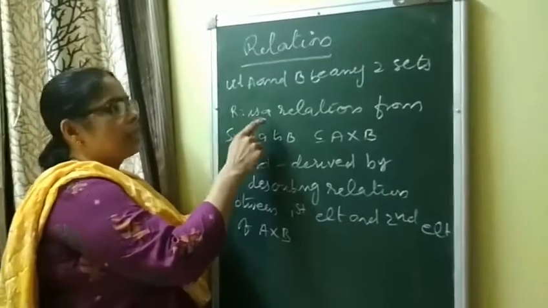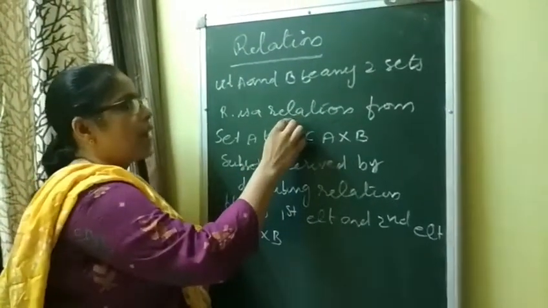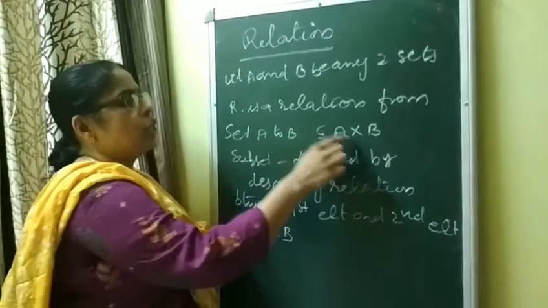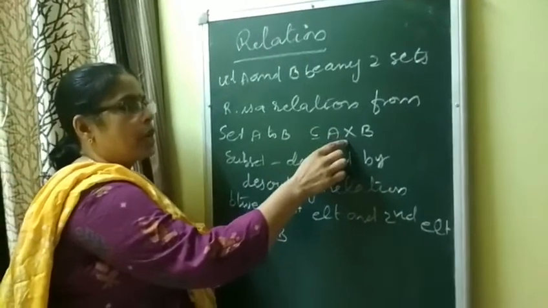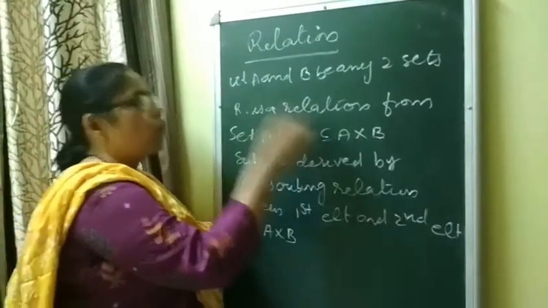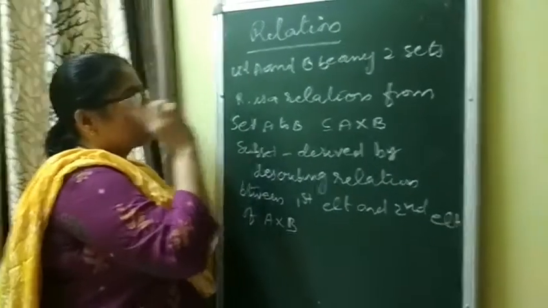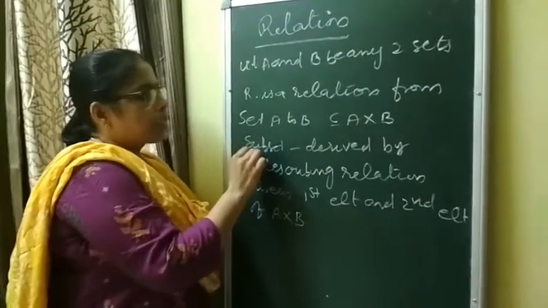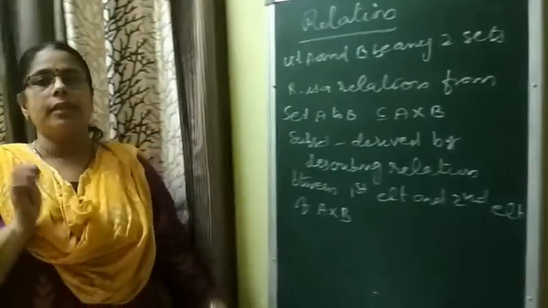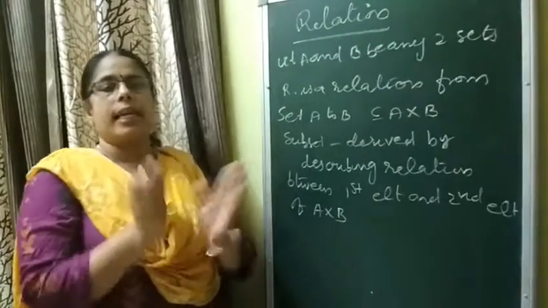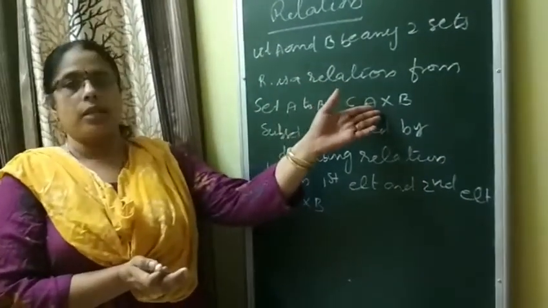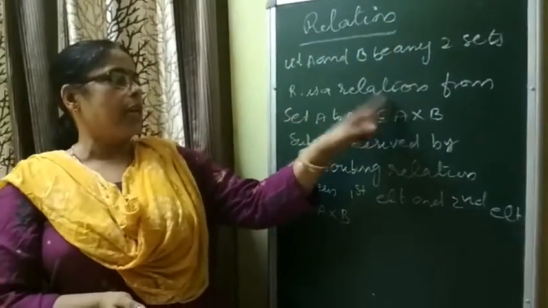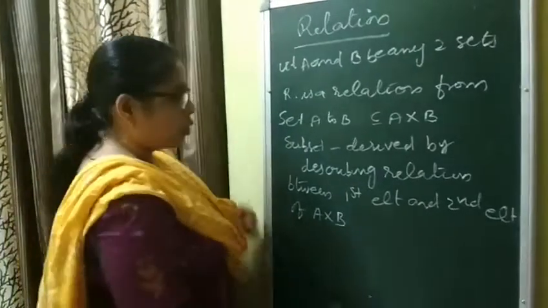If R is a relation from set A to B, then R must be a subset of or equal to A into B. The relation R will be a subset of, or equal to, A into B. But in which way can R be formed? The subset is derived by describing the relationship between the first element and the second element of the ordered pairs of the Cartesian product. That is, if A and B are any two sets, the relation R from set A to set B is a subset of or equal to A into B.